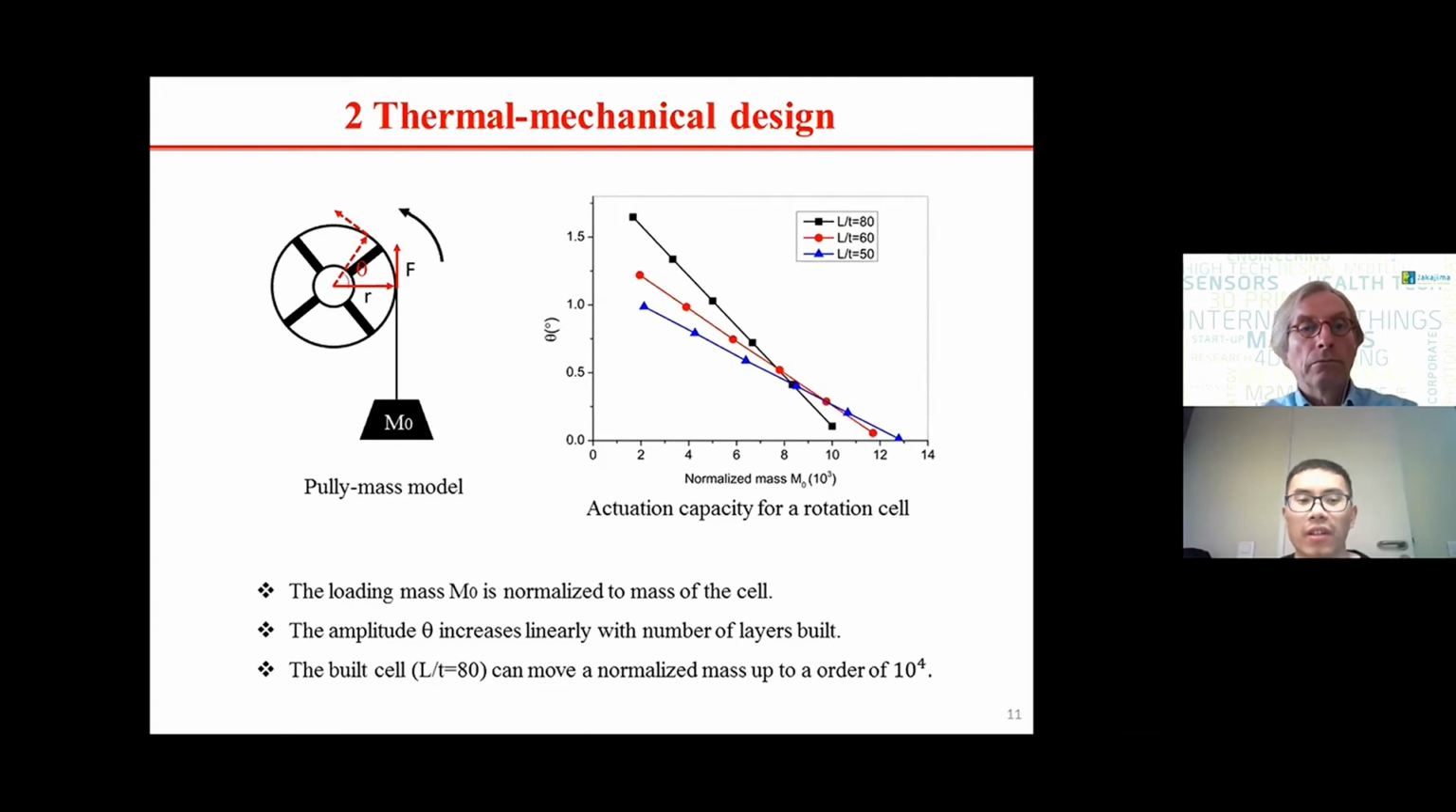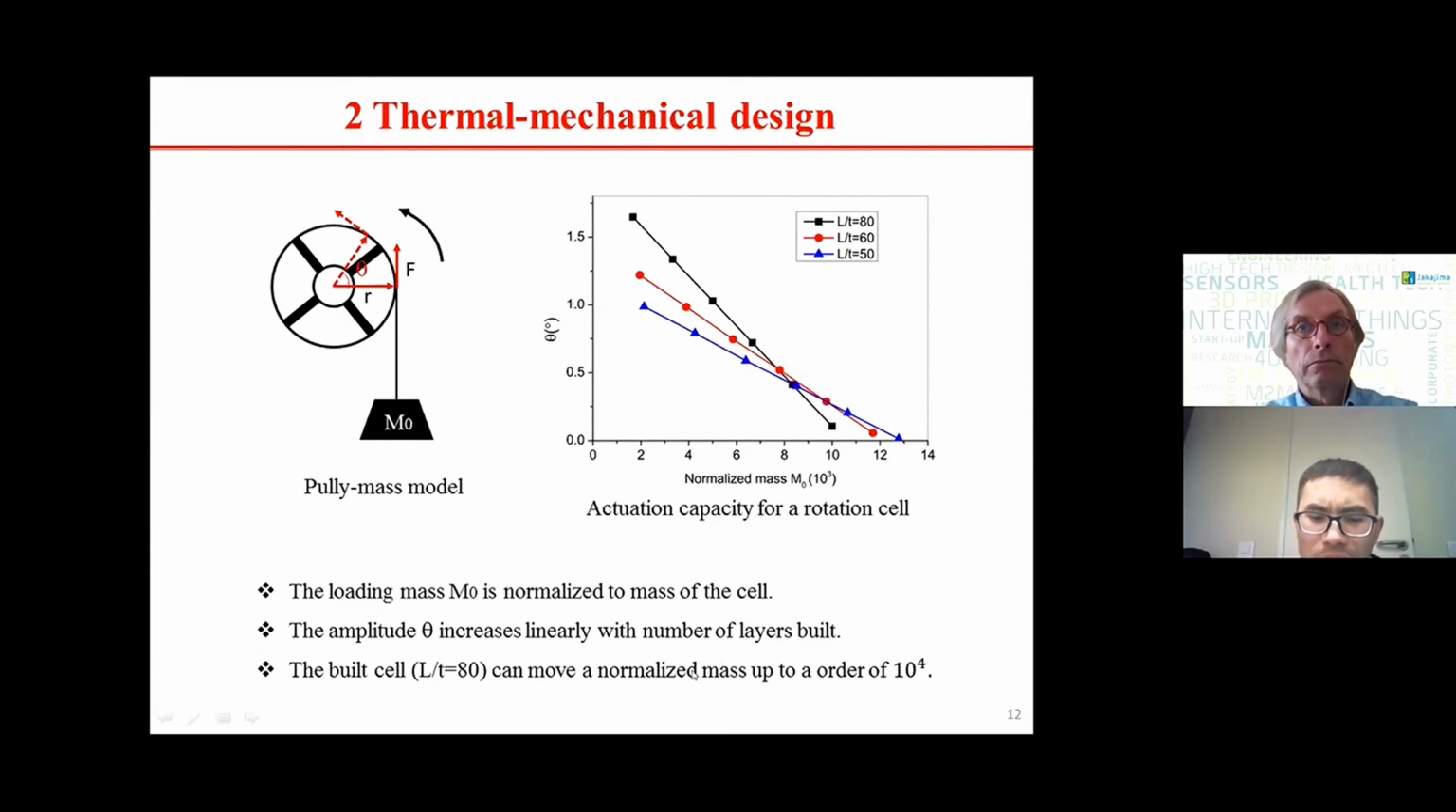Also, for the robot arm, it should be able to rotate an object by a certain angle. So here we investigate the actuation capacity of this rotation style by referring to the polymath model like this. Here, it's a similar relationship as the translation structures.